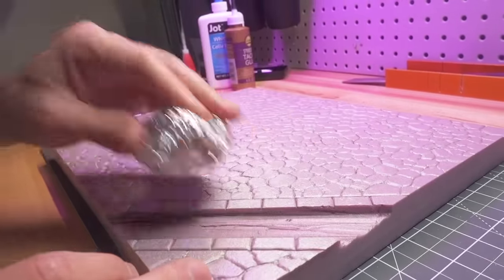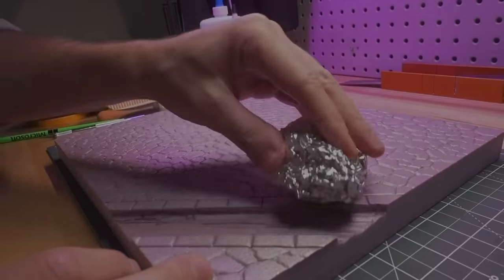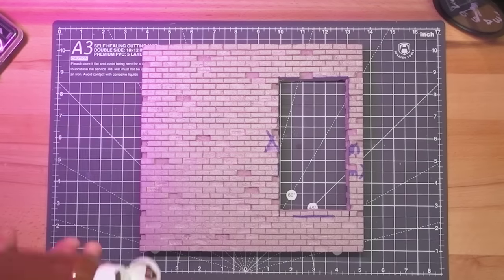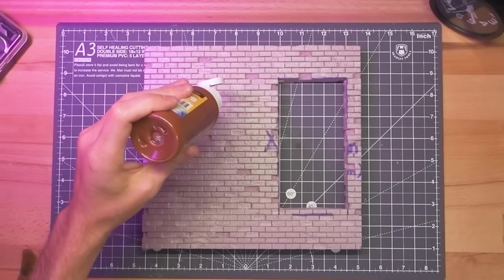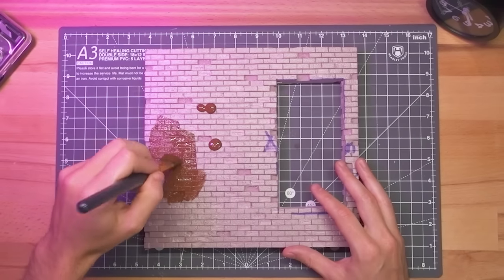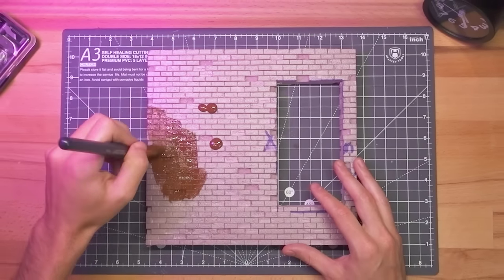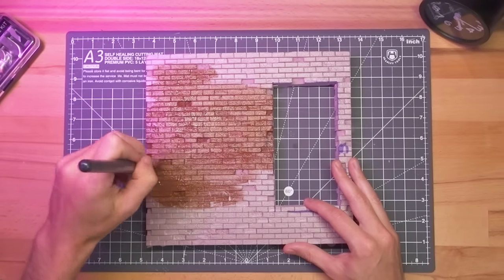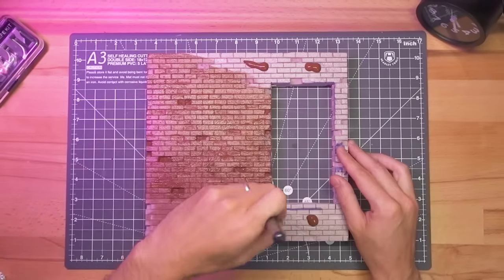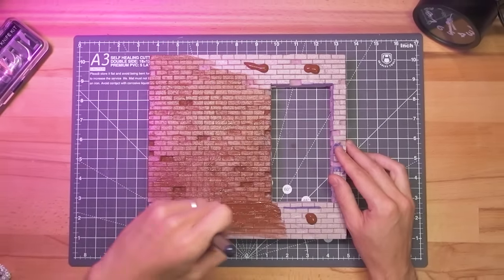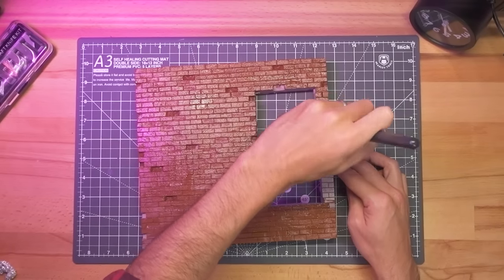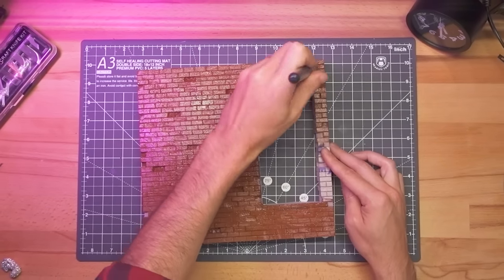With all the crafting done, it was time for the fun part. Painting is by far my favorite process of these builds. It's where everything really comes together, and the diorama becomes more than the sum of its parts.